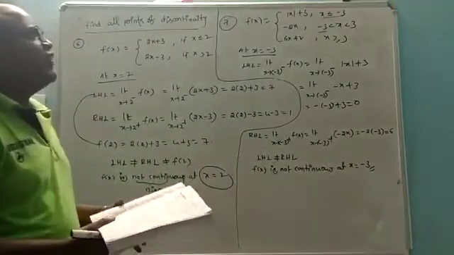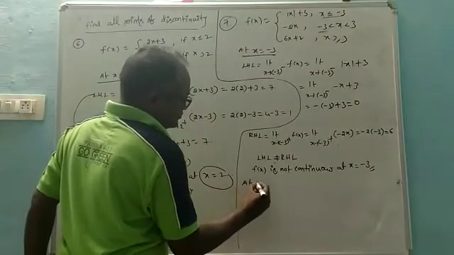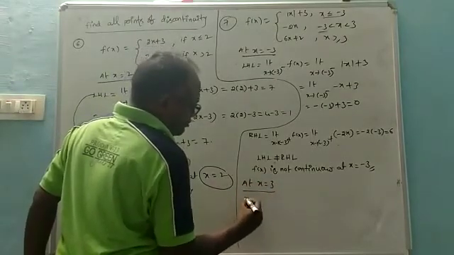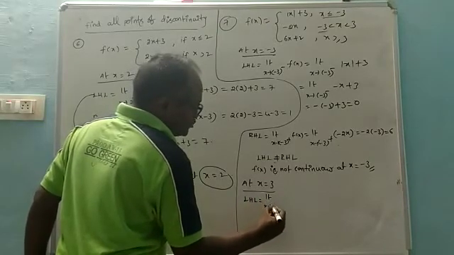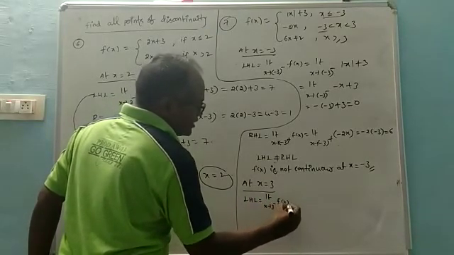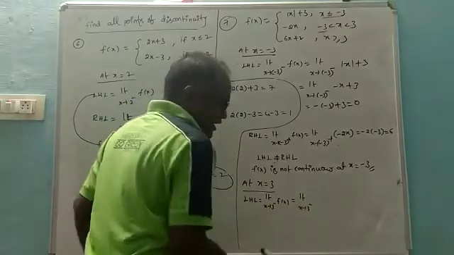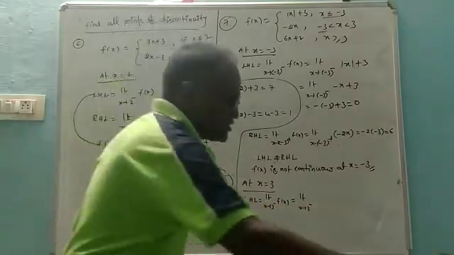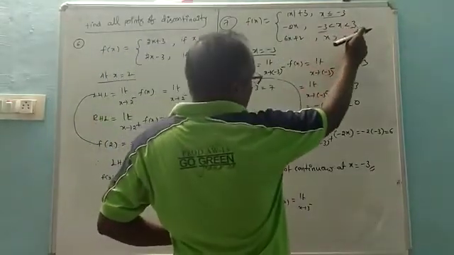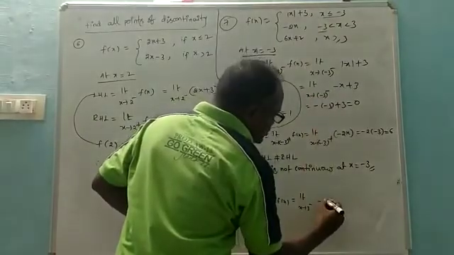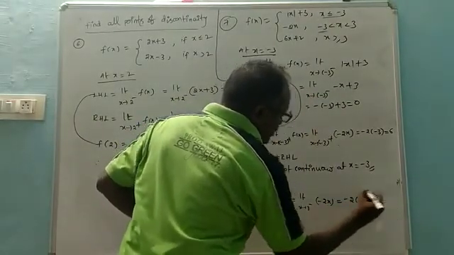So again verify x is equal to 3, the same way. At x is equal to 3, what about the left hand limit? Limit x tends to 3 minus of f of x. Here 3 minus means less than 3. Less than 3 means minus 2x. Therefore minus 2 into 3 is equal to minus 6.